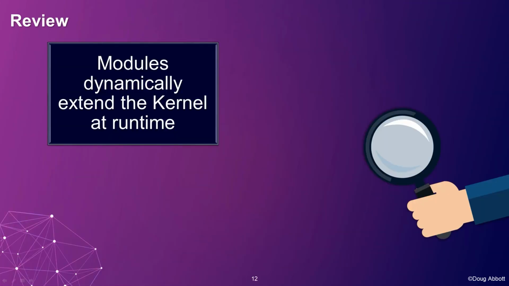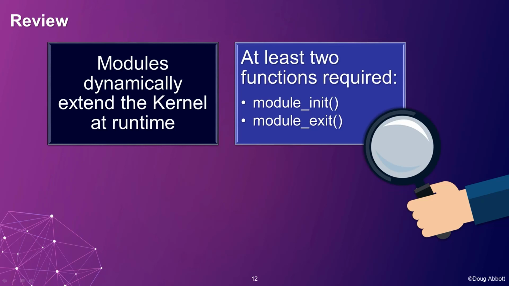Time for a quick review before we sign off. What we learned first and foremost in this lesson is that loadable kernel modules are a way to dynamically extend the functionality of the Linux kernel at runtime without rebuilding the kernel. Every module must have at least two functions that link it to the base kernel. The initialization function serves to link the module into existing kernel functionality. The exit function reverses the actions of the initialization function to be sure that all resources are properly returned to the system.